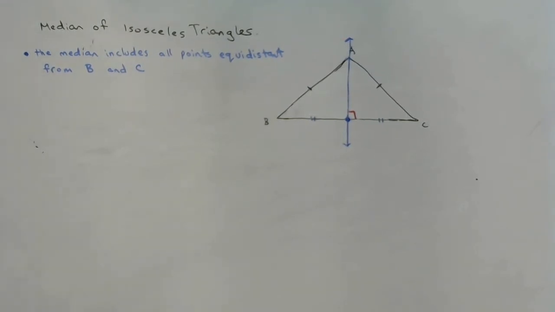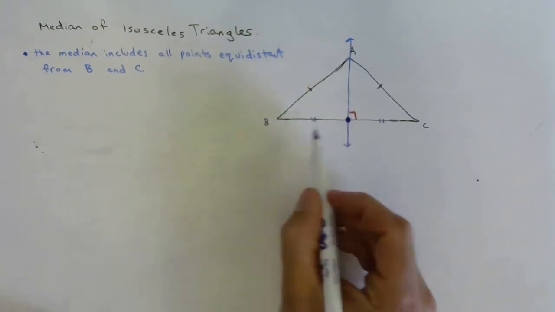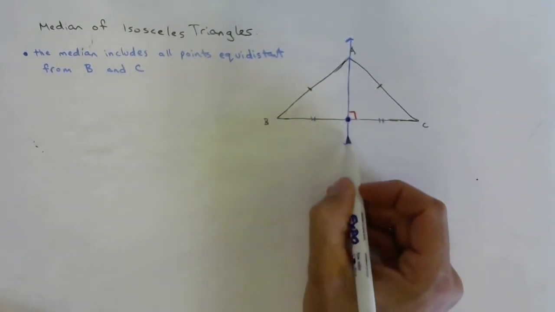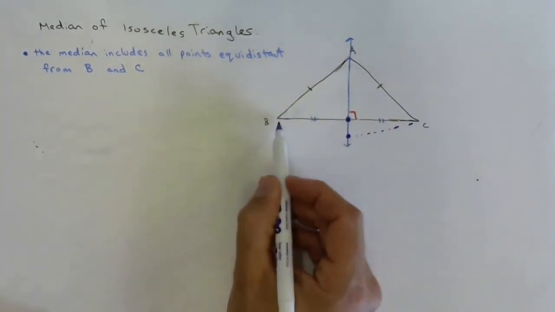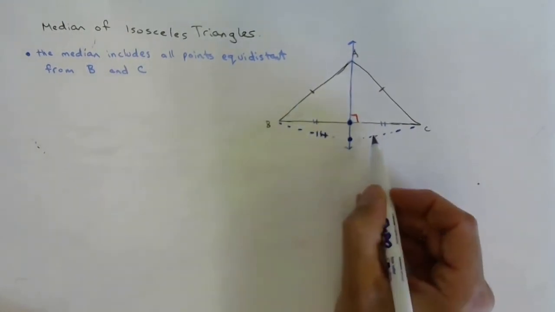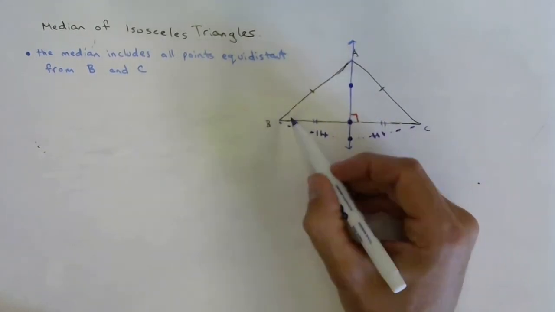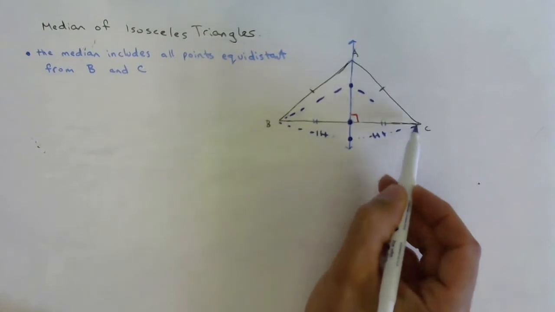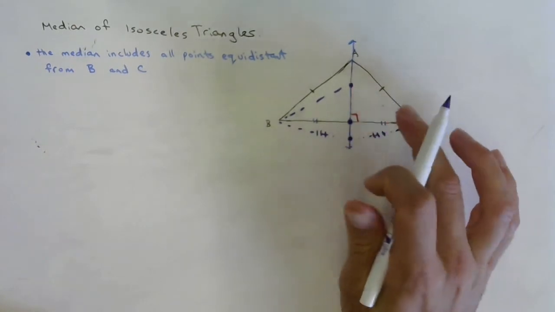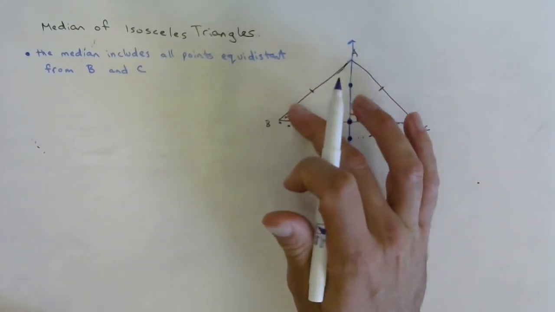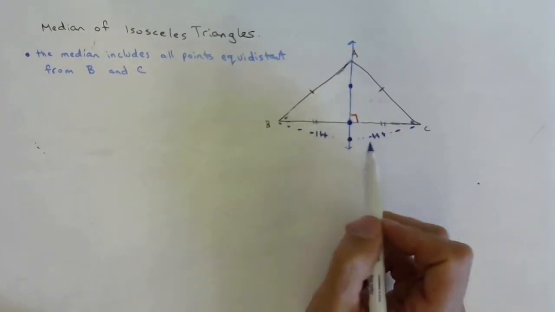But if I'm looking at this median that I drew, this point is called the midpoint. It's obviously equidistant from B and C. But look at this point down here. It's on the median, and it's also equidistant from B and C. You don't need to draw that line necessarily. I could take another point. I could take a point up here. It's also equidistant from B and C. So this blue line contains an infinite number of points, and every single one of those points is equidistant from B and C, and every point that is equidistant from B and C is on that line.